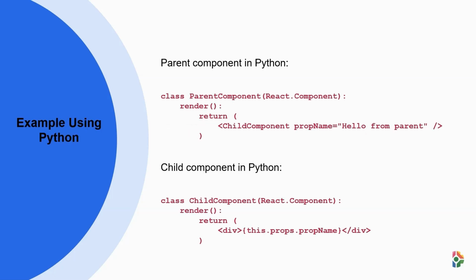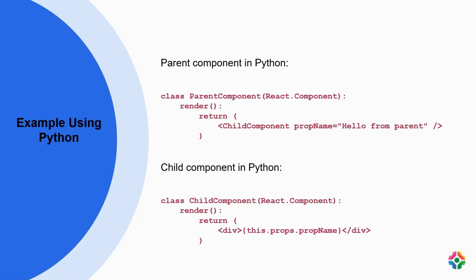In Python, the parent component is defined using a class named parent component that extends React component. Inside the render method of the parent component, it returns an instance of the child component with a prop named propName set to hello from parent. The child component is defined using a class named child component that also extends React component. Inside the render method of the child component, it renders a div element containing the value of the prop name received from the parent component using this.props.propName.